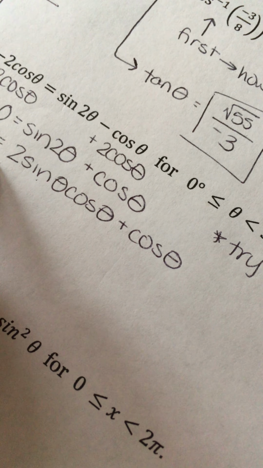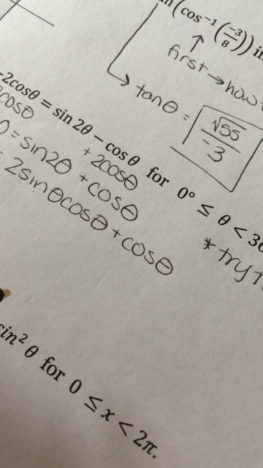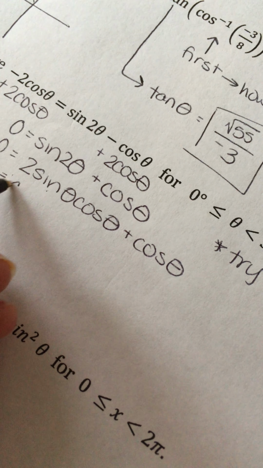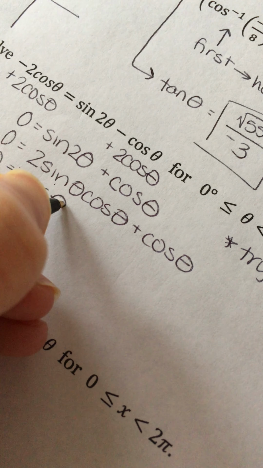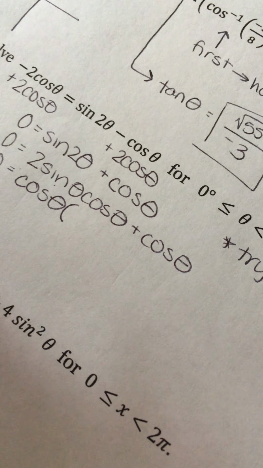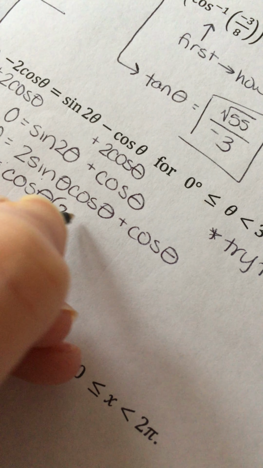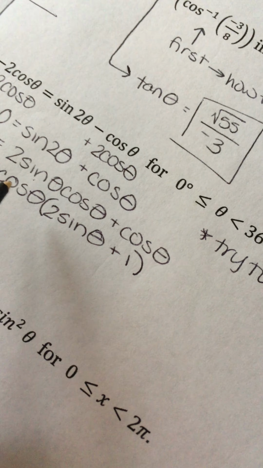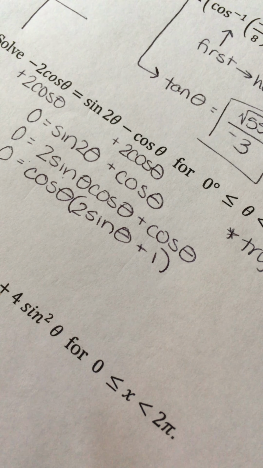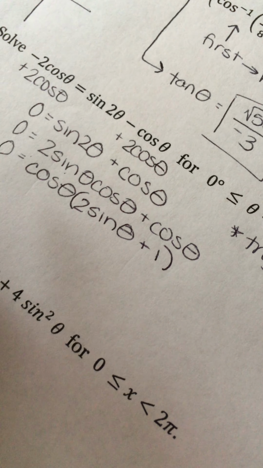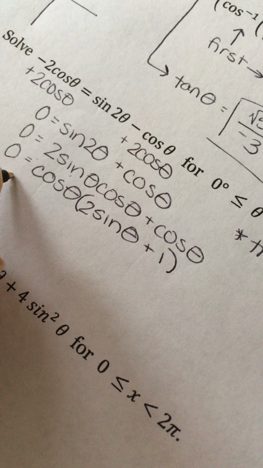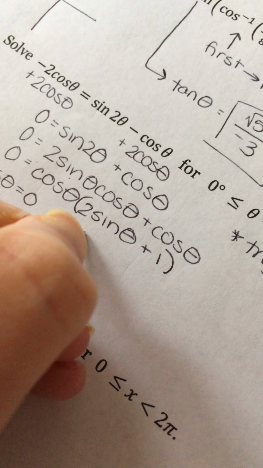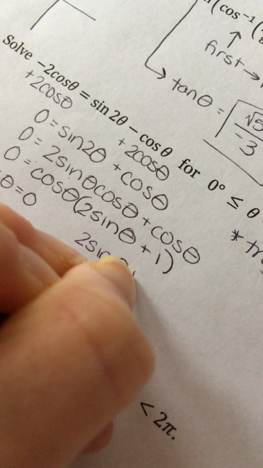What I'm going to do is see what each of these terms have in common, and they have a cosine in common. Now remember, we do not divide by the cosine, we factor it out. We cannot divide by a function. So I'm going to factor out this cosine and get cosine of theta times 2 sine of theta plus 1. So now I have two trig problems. I have cosine of theta is equal to 0, and I have 2 sine of theta plus 1 is equal to 0. Now I want my answers between 0 and 360.